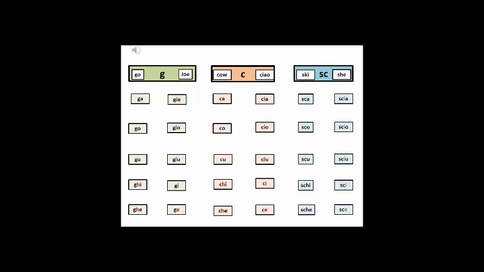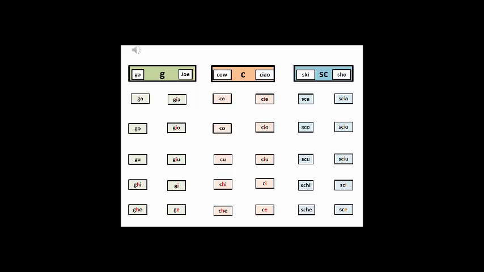With the letter C, we have the cow sound of K, which is ka, ko, ku, ki, ke. If the letter C is immediately followed by the vowel E or I, then we have the Ch sound. Cha, cho, chu, chi, che.